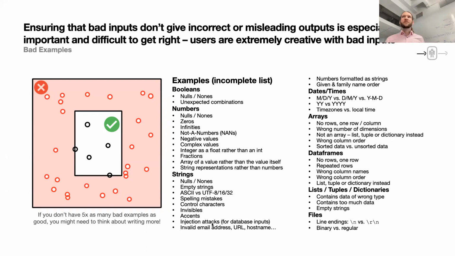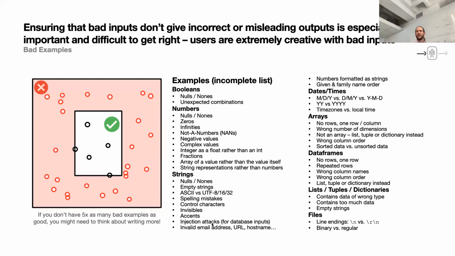What about strings? So strings, we use strings all the time. These can also be nulls or nones, or they could be empty strings. They're slightly different. Then you might have these values at the very edges, we talked about ASCII already. And what about spelling mistakes? What if you're expecting a particular spelling of a word, you get something else? Or those control characters? What about invisible characters like non-breaking spaces or accents?